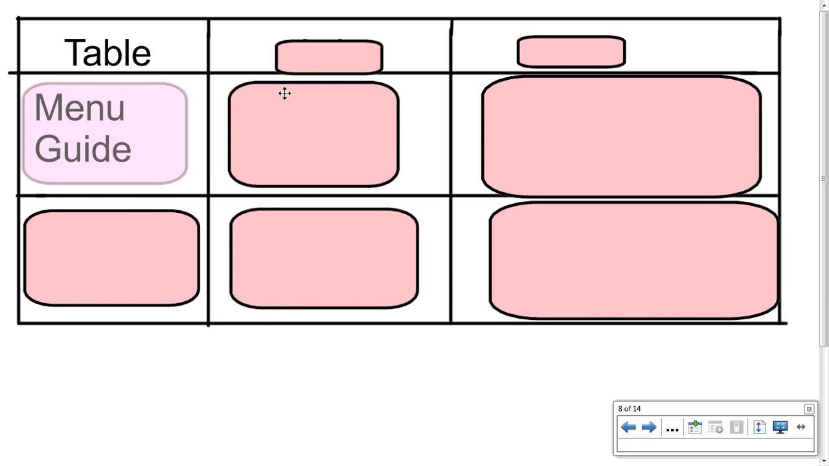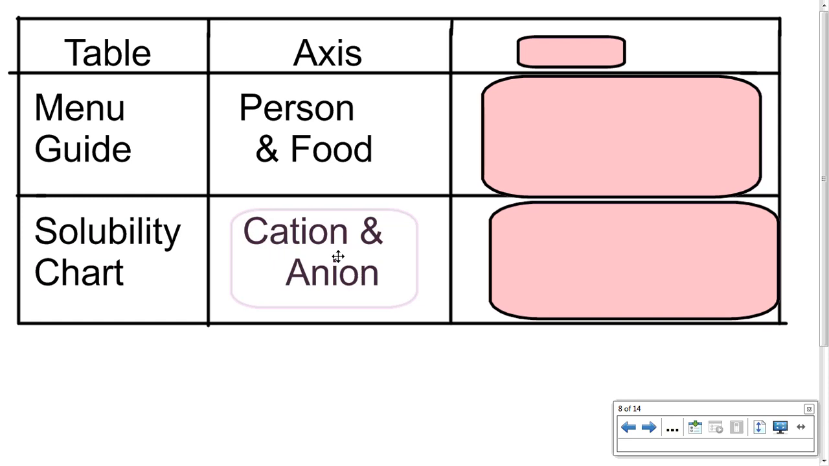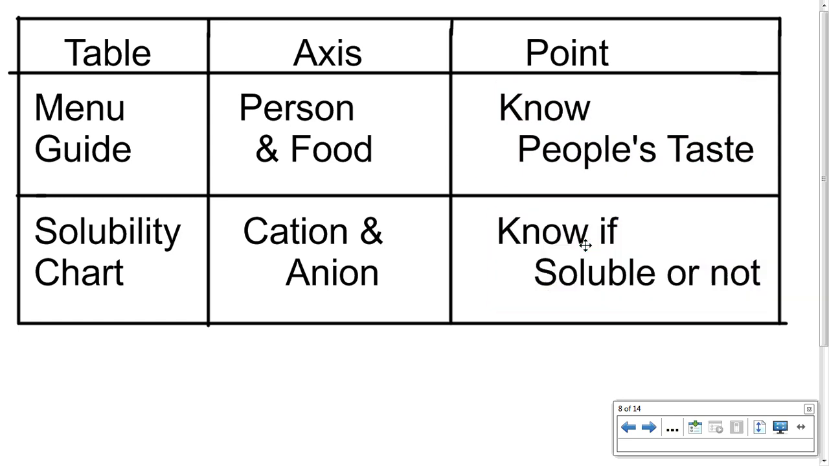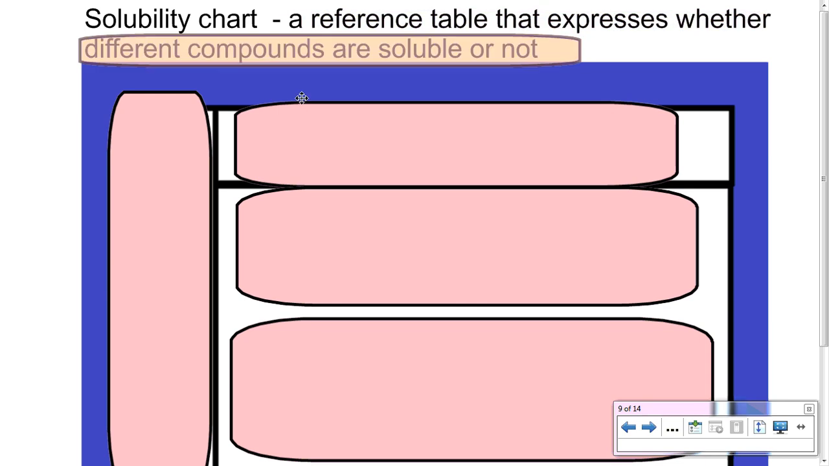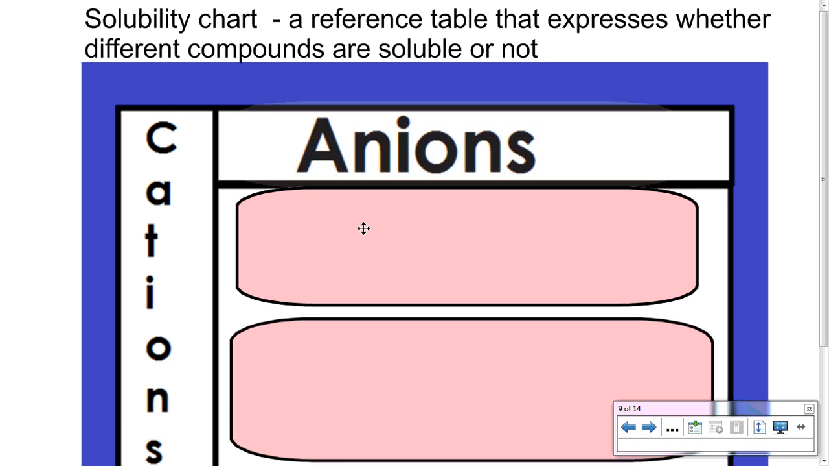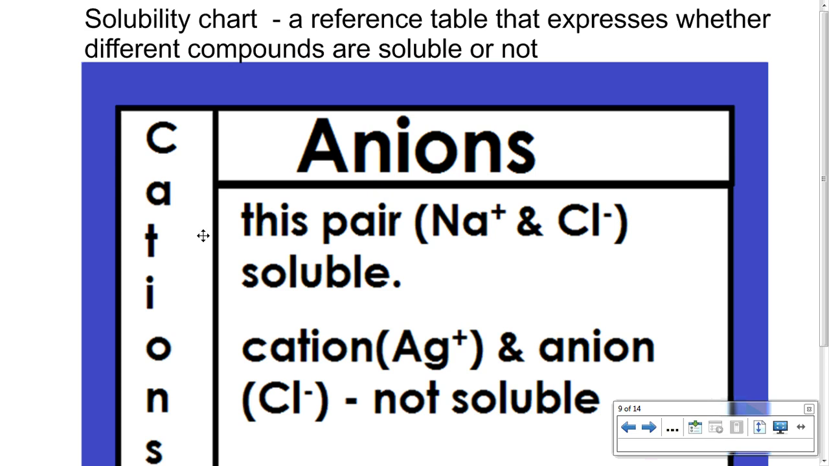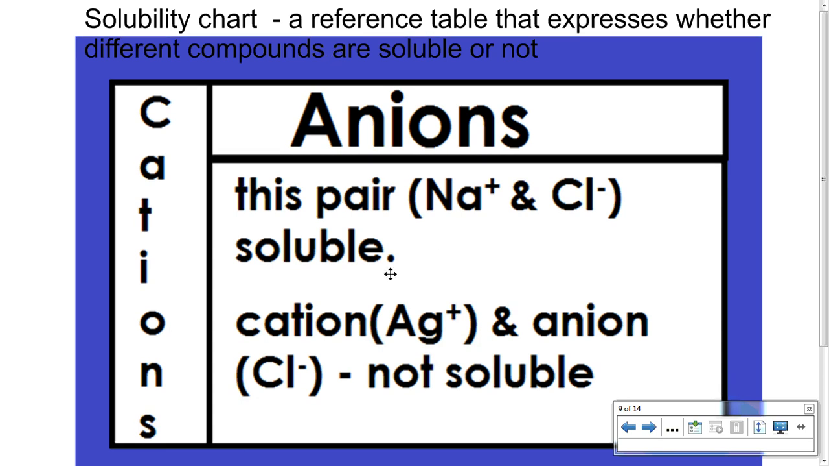Now, in the menu guide, the axes were the friends and the food. In the solubility chart, the axes are going to be the cation and anion. And the point of it is to figure out what people like food-wise. And the solubility chart is to know whether something is soluble or not. This is a solubility chart, and this is what it's going to look like. It's going to be arranged with your cations on one side, your anions on another, and you're going to be able to tell that certain pairs are soluble or certain pairs are not.